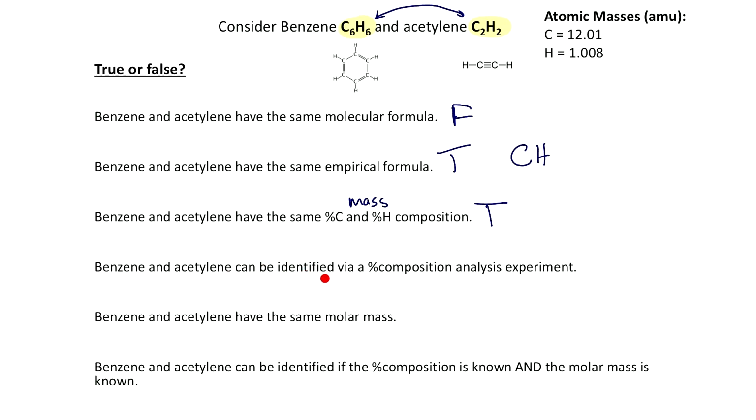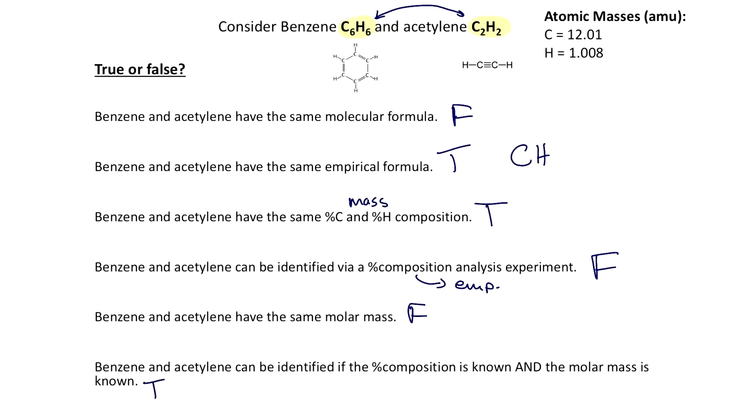Benzene and acetylene can be identified by just a percent composition data analysis, true or false? That is false. Because what does percent composition data tell us? Just the empirical formula. And because both of them have the exact same empirical formula, we can't tell them apart. All right, acetylene and benzene have the same molar mass, true or false? Super false, yes. They have different formulas, so they'll have different weights. And then the last one, benzene and acetylene can be identified if percent composition is known and the molar mass is known. That is true, all right.